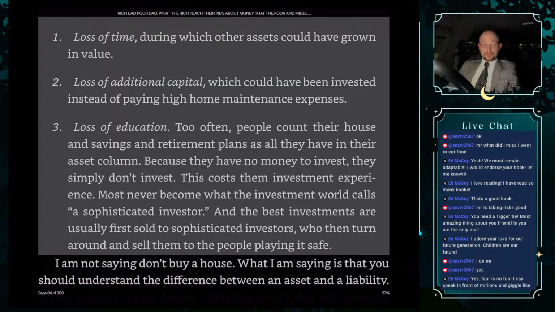Loss of time, first and foremost, during which other assets could have grown in value. And this is what we highlighted even before. The biggest losses are the lost opportunities, and that's exactly this. If you go for the sweet and juicy stuff first, the things that you want rather than need, you lose time.